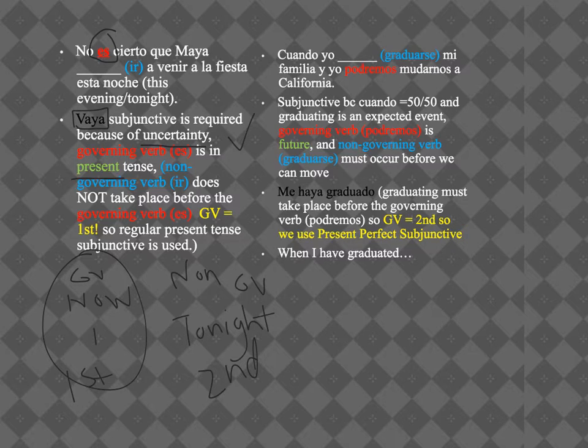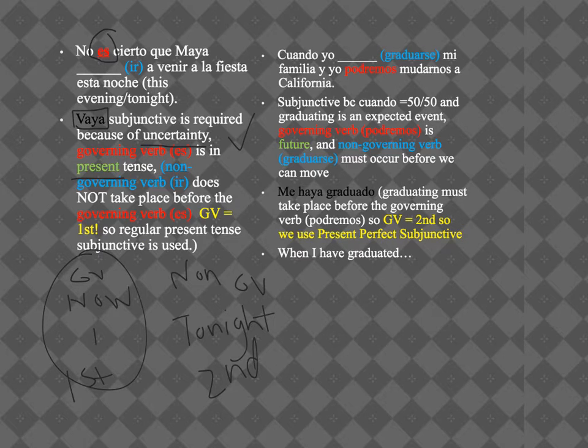You just didn't know that I was structuring all the sentences so that they would be happening where the governing verb was first, okay? Or at the same timeline, and etc. Okay? So no es cierto que Maya. Okay? So it is not true that Maya is going to come to the party tonight. Present tense subjunctive, vaya.